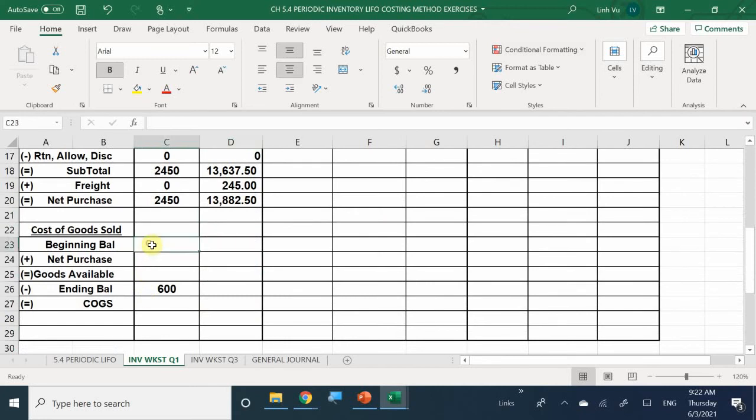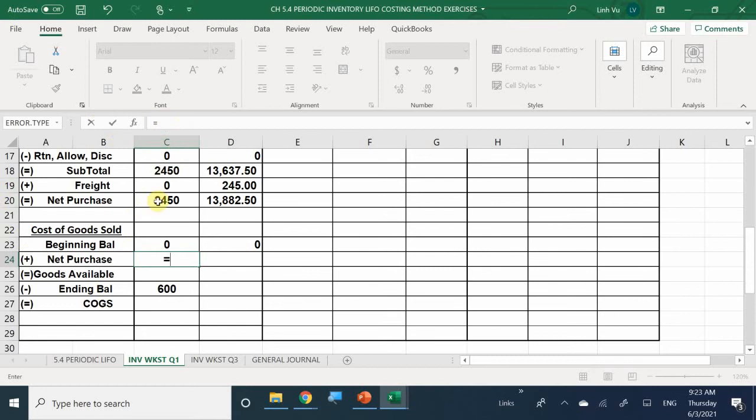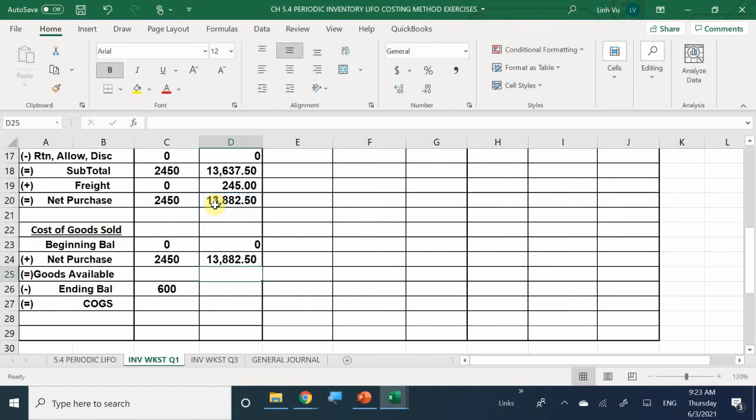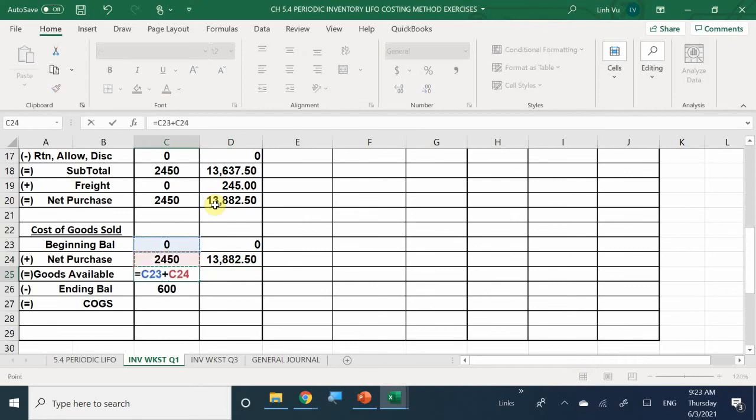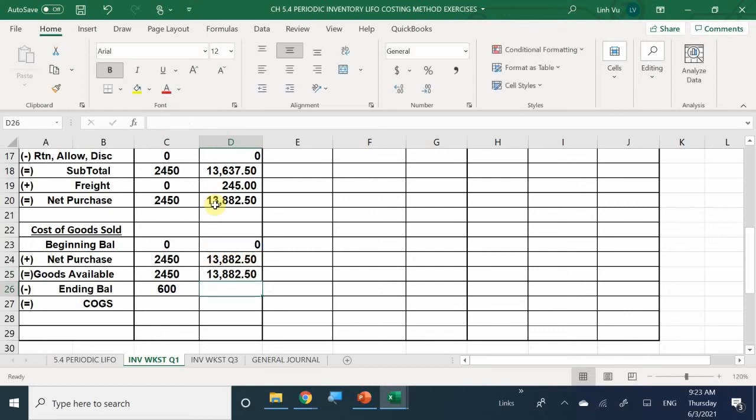Okay. Once again, we're assuming that we're starting from the beginning, so we don't have any beginning inventory. And I'm going to carry my value from my net purchases from above and drag it down. Okay. And then now I need to solve for my goods available. Since I don't have any beginning inventory, my net purchases is going to be my goods available. So right now I have 2,450 units that I can sell for a total of $13,882.50.